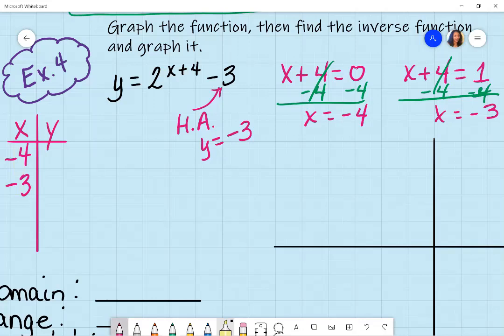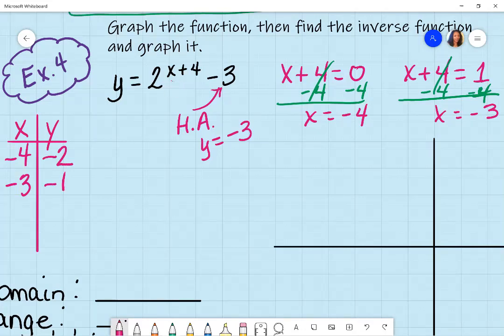All right, so my output for -4, if I put -4 in my exponent, it's going to be 2 to the 0 power, which is really 1. 1 minus 3 is -2. And then for -3, if I put -3, it's going to be 2 to the first power, which is 2. And then 2 minus 3 is -1.